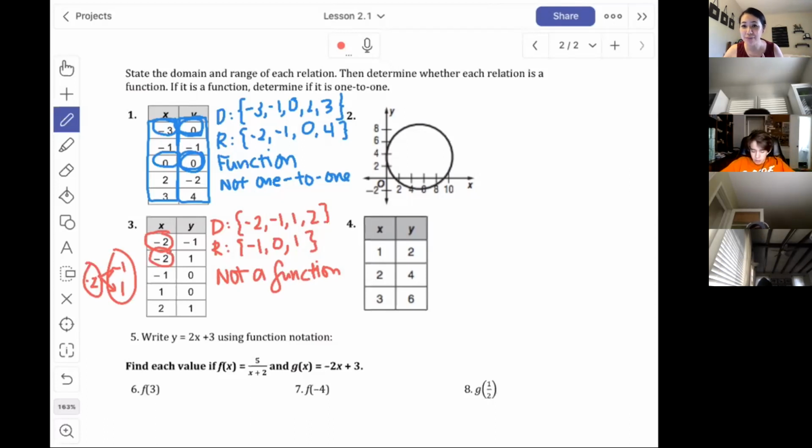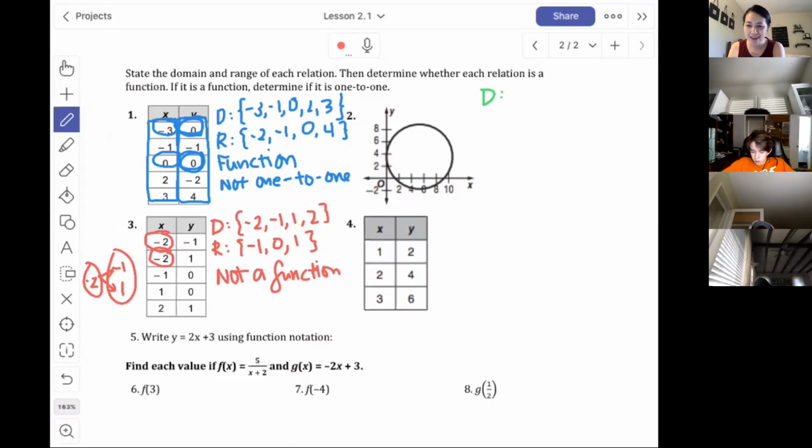I'm going to call on people once they're done. Oh, actually, sorry. Number 2, let me help you with the domain and range first, and then I'll have you guys go. All right. So for number 2, how I do domain and range with graphs is I kind of imagine a scanner, like at the grocery store, when you move things across that clear plate and it scans it. I kind of imagine that.